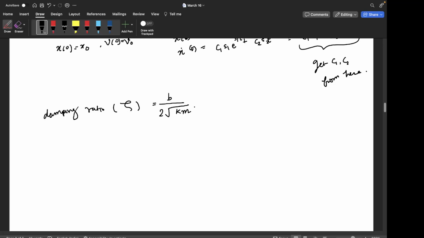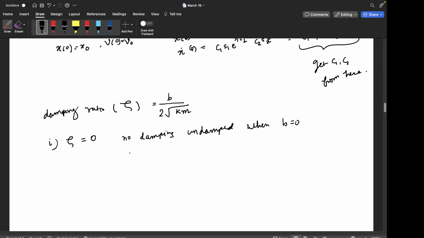The first case is when xi is equal to 0. This is no damping, undamped, because this will happen when b is 0. So b is 0 means that we don't have a damper in our system.